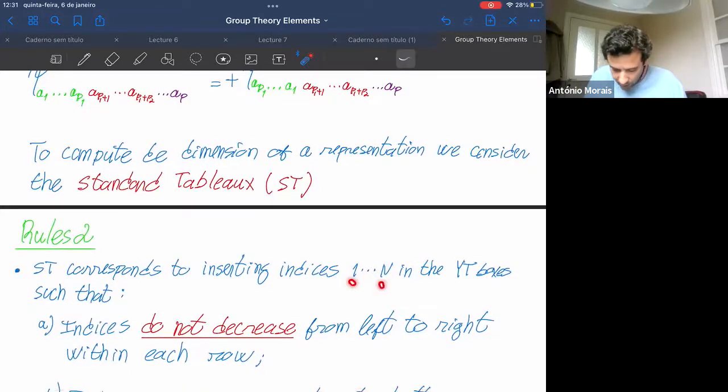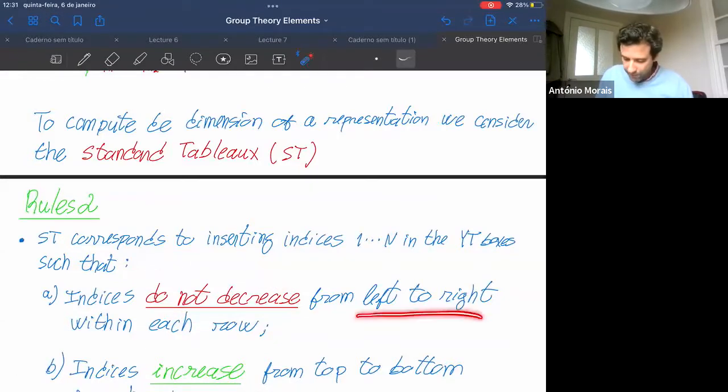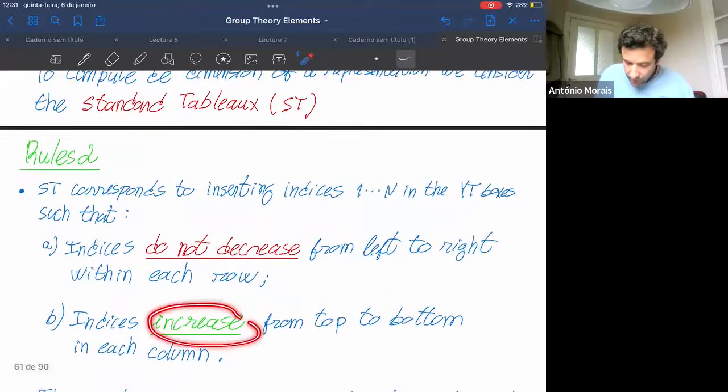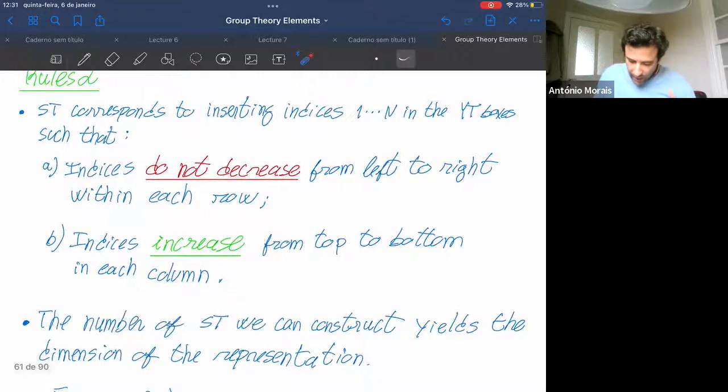Insert indices from 1 to n such that indices do not decrease. They can be equal, but they do not decrease from left to right within each row. Indices increase, so they cannot be equal, from top to bottom in each column. Then you build all such possibilities of combinations of 1 to n that respect A and B, and the number of standard tableaux that you construct yields the dimension of the representation.